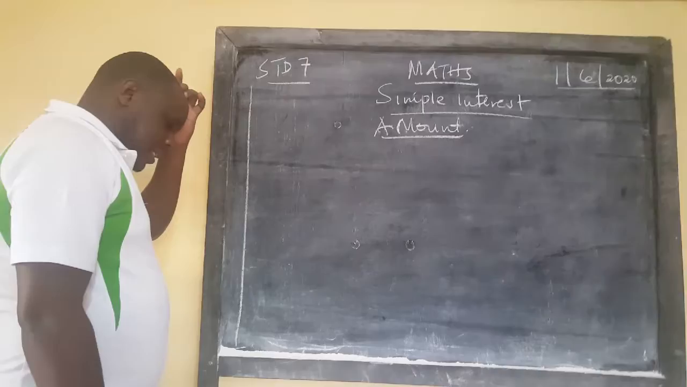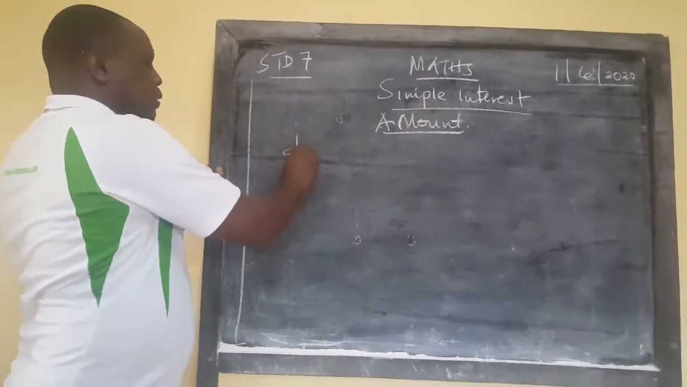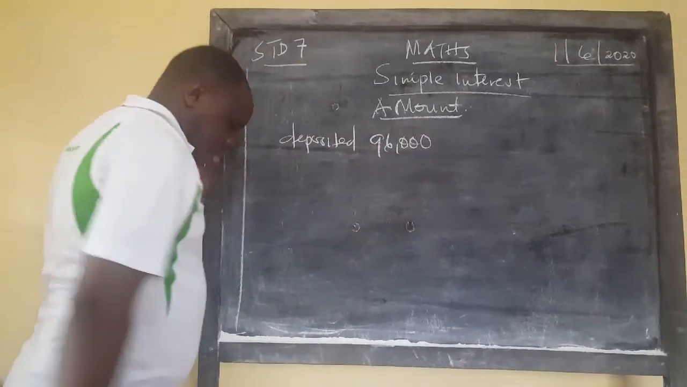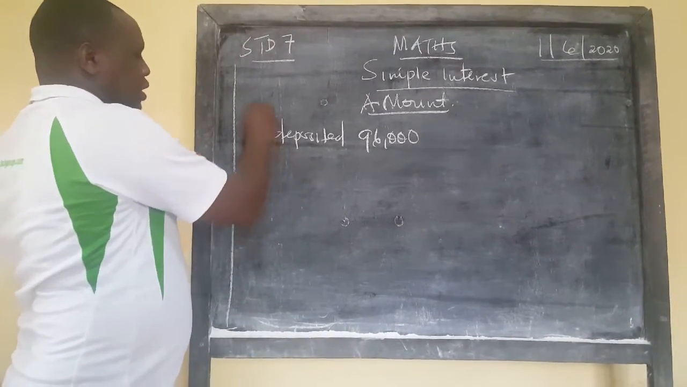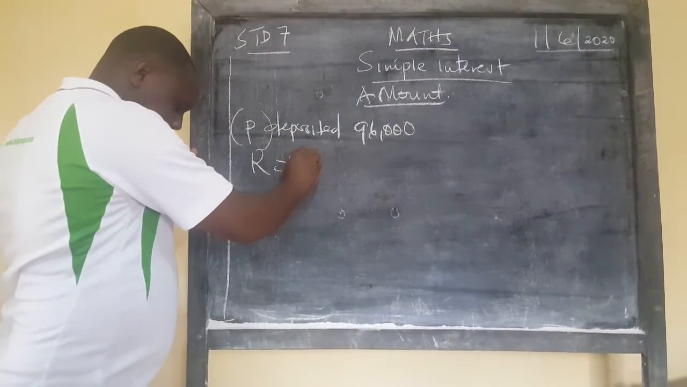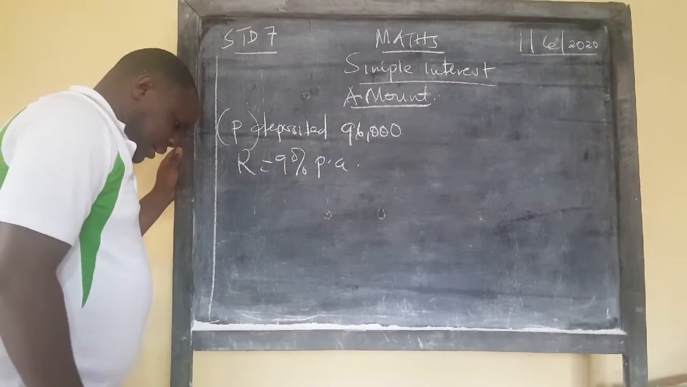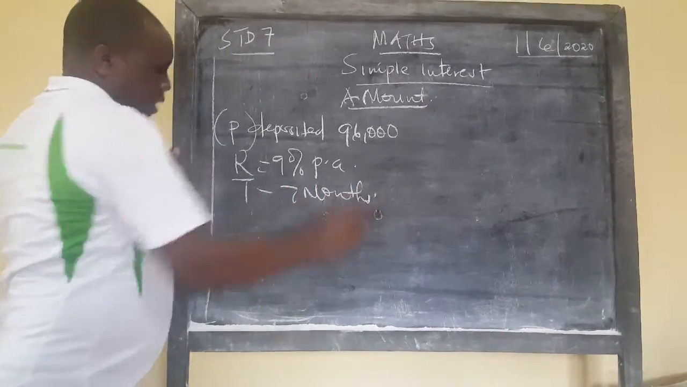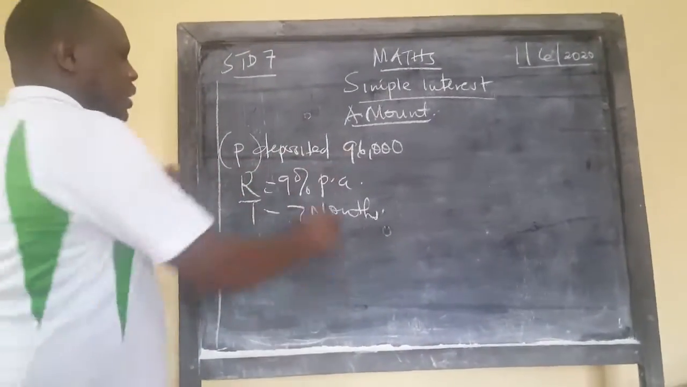Now, there's a question that a person, Peter, deposited 96,000 shillings in a bank at the rate of 9% per annum. So this, in our case, is the principal. The rate is 9% per annum, and that was for a time of 7 months. And the question is, what is the simple interest that will be earned by this money?